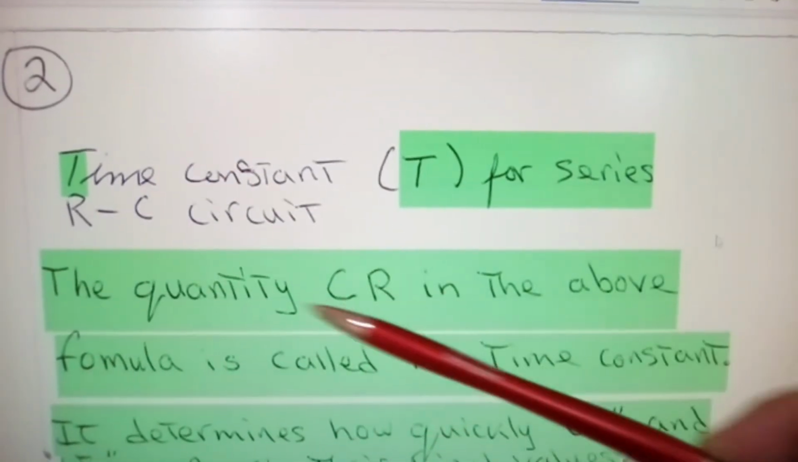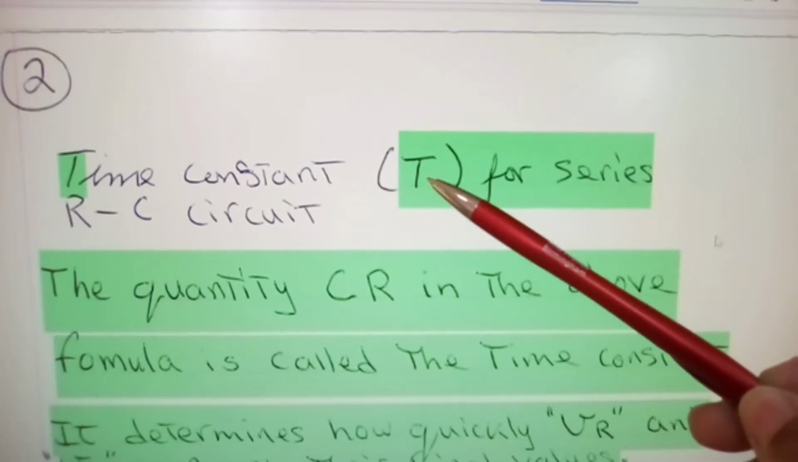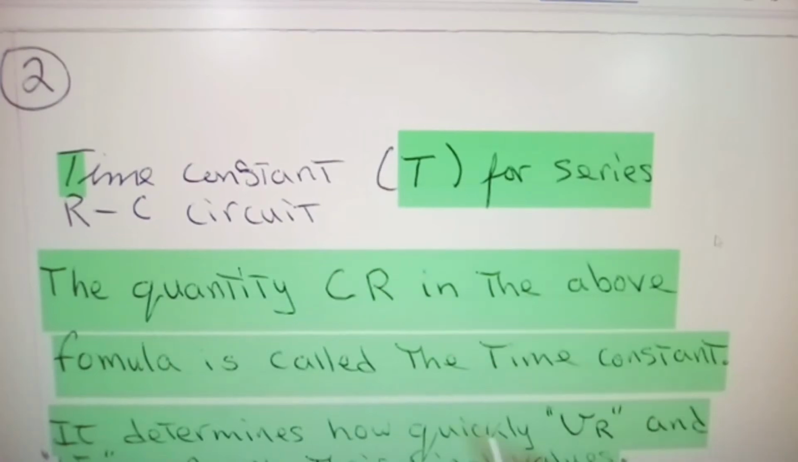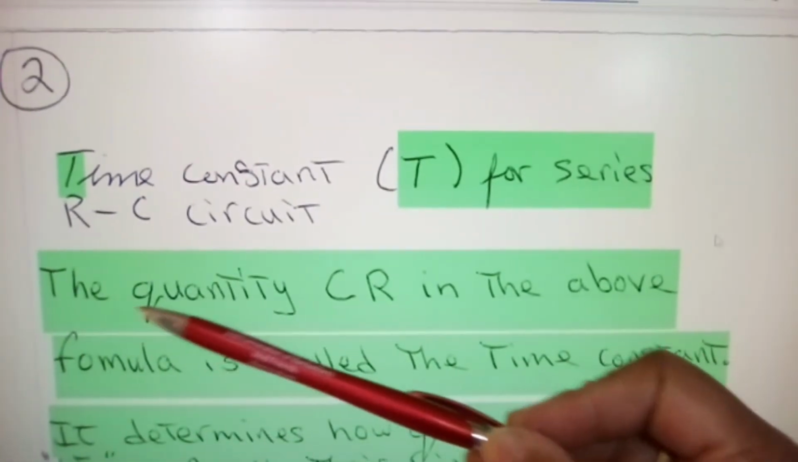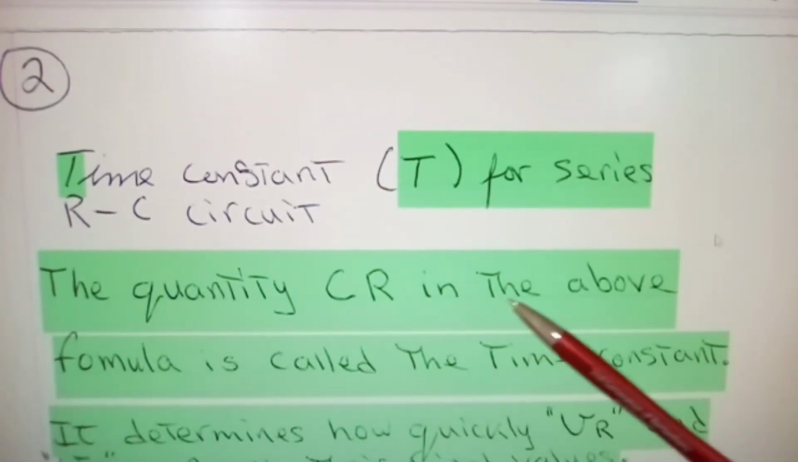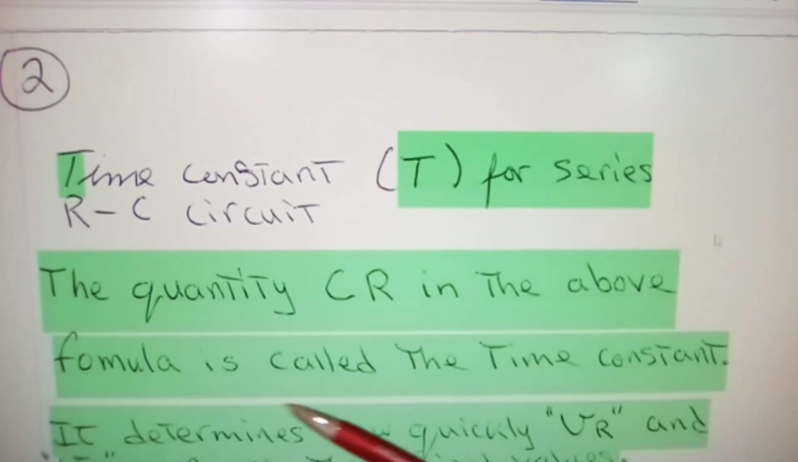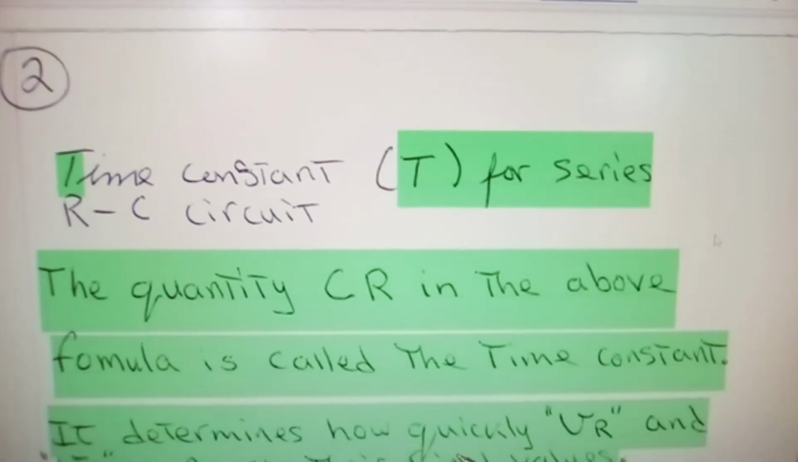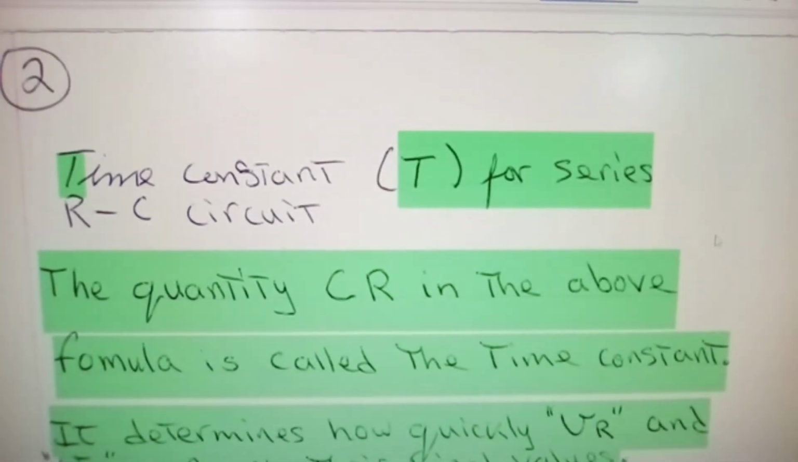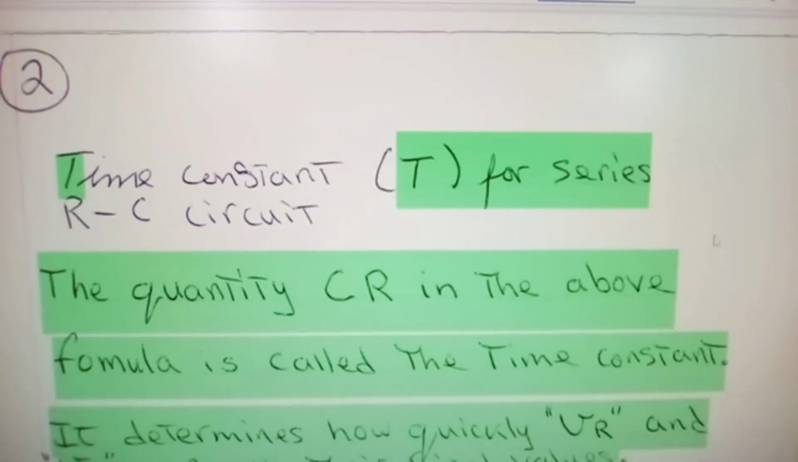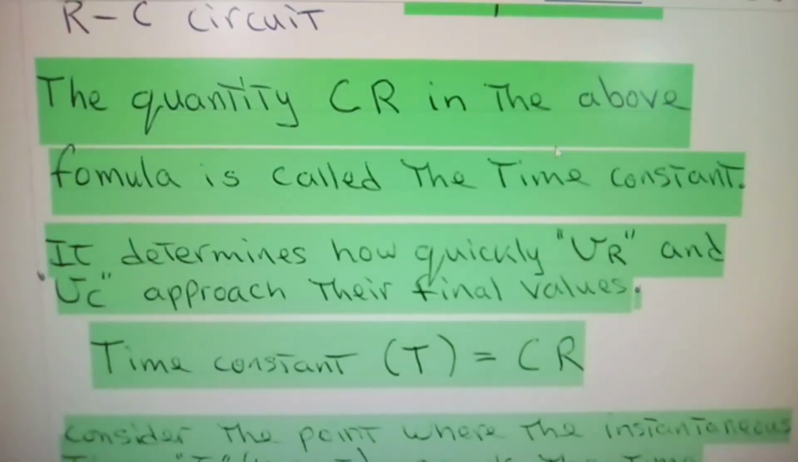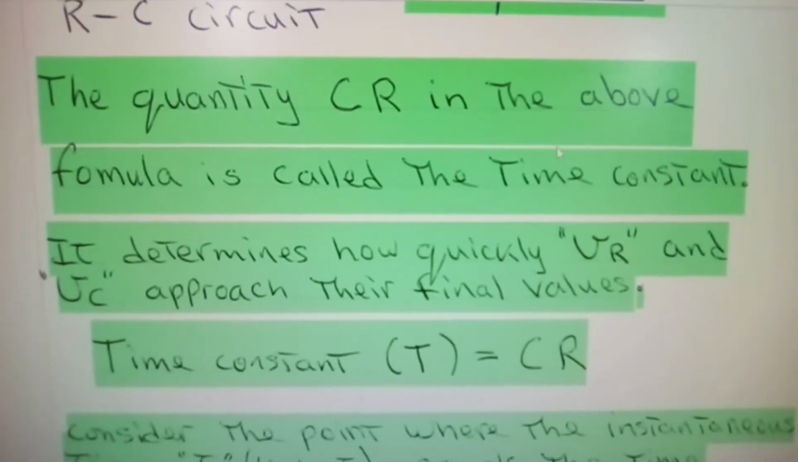Now, the time constant is equal to T for series RC circuits. The quantity here in the above formula is called the time constant. It determines how quickly VR and VC approach their final value. That is to say, how long it takes them to reach their maximum values.